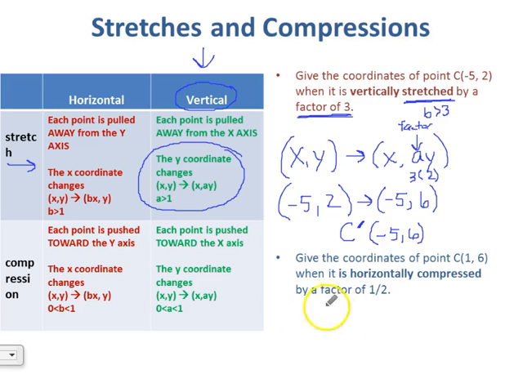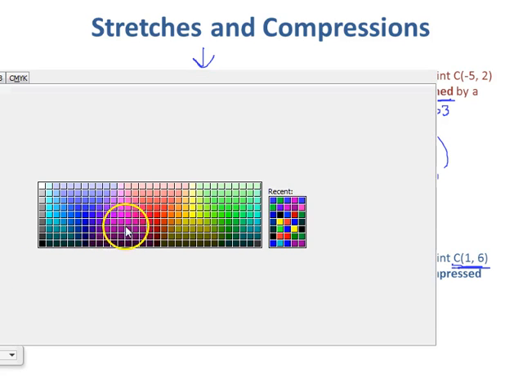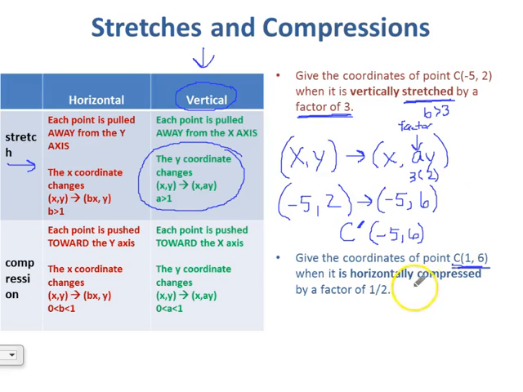Let's try another one. The second question says, now we've got a point, the original coordinates of point C are 1, 6. And we want to horizontally compress it. Since we're dealing with a compression, remember the factor has to be less than 1. It is, that's correct. It has a factor of 1/2 that we're horizontally compressing it by.